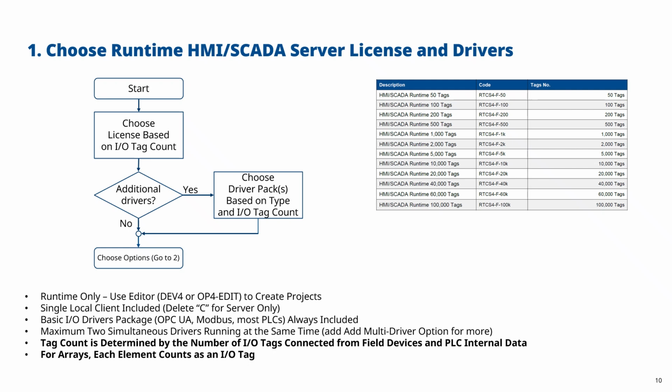Remember, tag count is determined by the number of IO tags. We don't count internal or calculation or alarm tags as separate. It's just the number of IO tags that come from PLC devices that are counted. However, if you have an array, each element counts as an IO tag if it is connected to a PLC device. So no cheating. If you've got 500 tags, whatever type they are, however you want to configure them, if you've got 500 PLC tags, you need a 500 tag license.